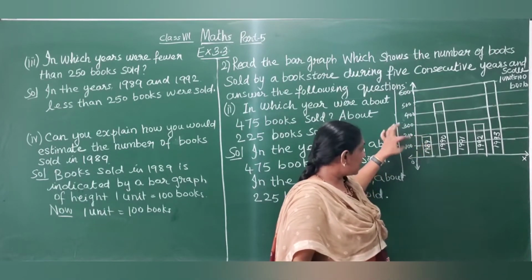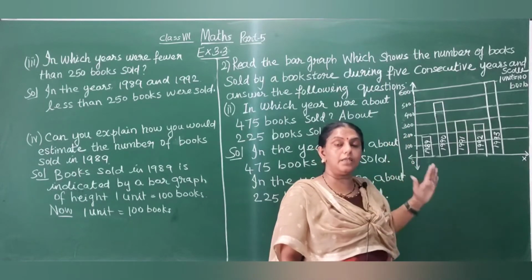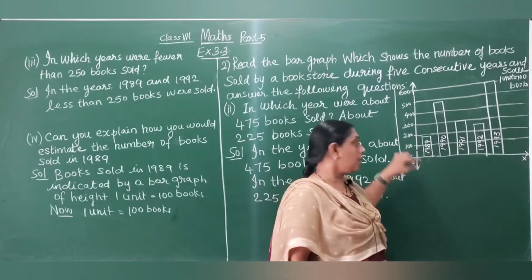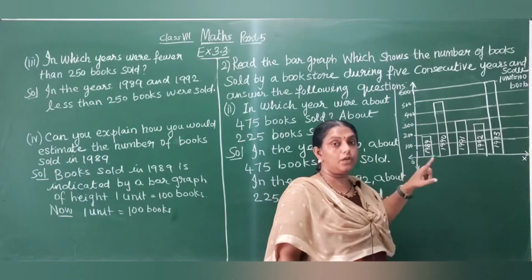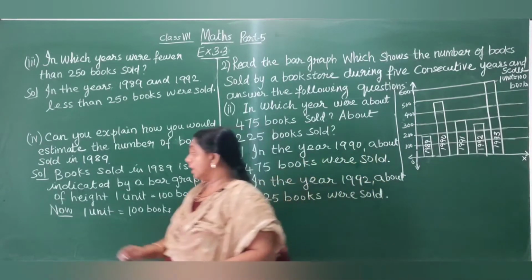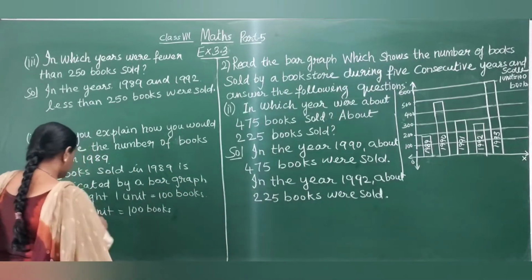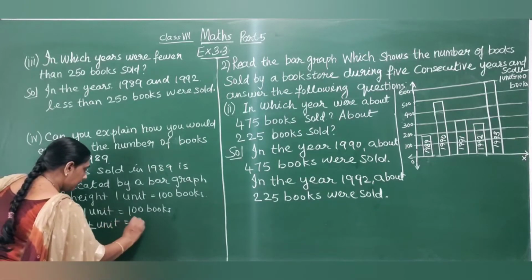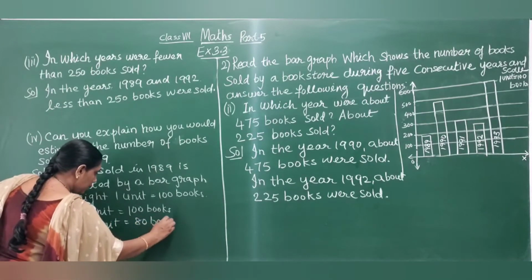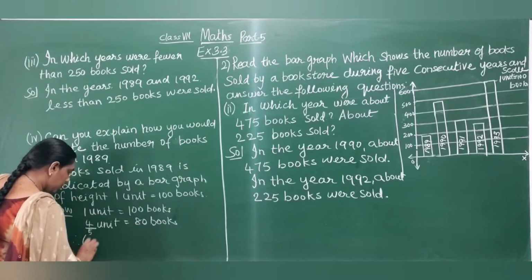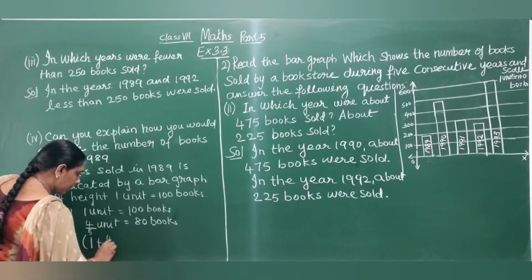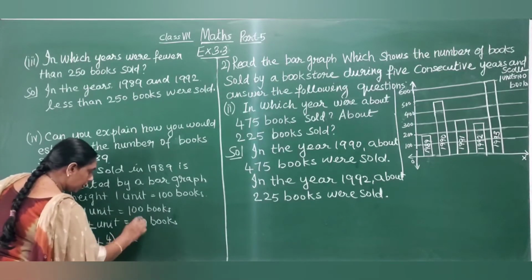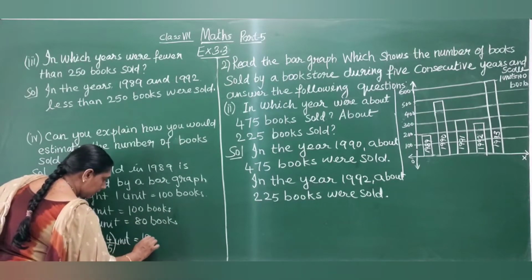The second one you are having a little less. I told you, as it is in the 100, 5 lines, 100 divided by 5 will become 20. So each line will be 20 units. So here 1 line is left, therefore it is 4 by 5 units. So 4 by 5 units is equal to how many? 80 books. Therefore 1 plus 4 by 5 unit is equal to 100 plus 80, 180 books.